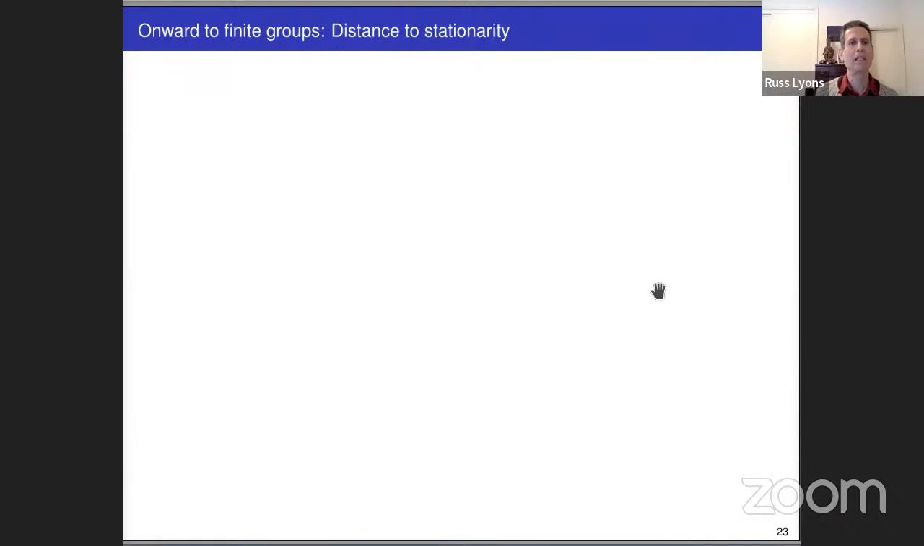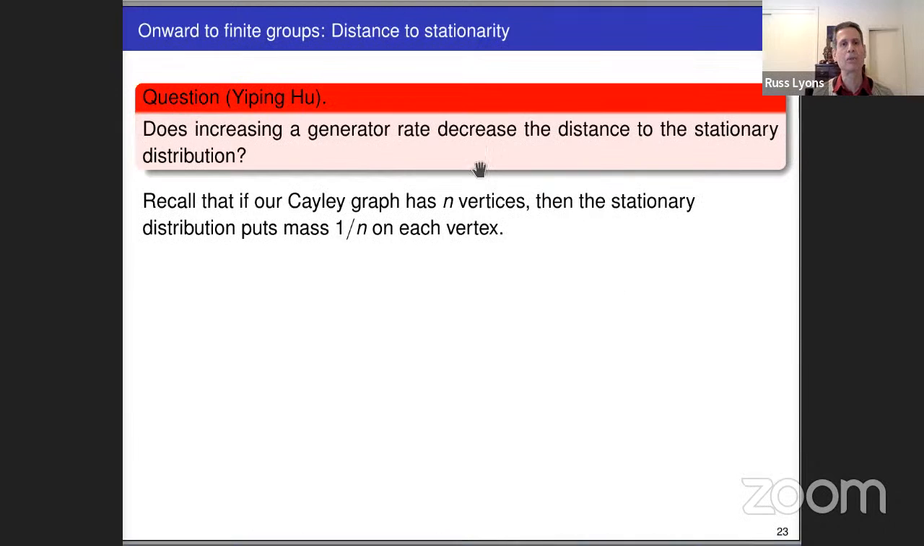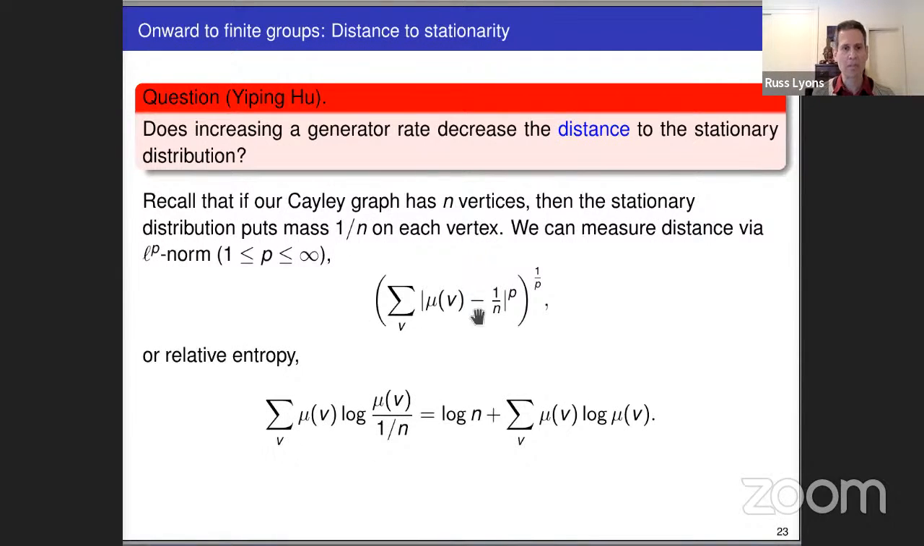So now just quickly to sum up, what about the finite group case, distance to stationarity? This was Yiping's question. So the stationary distribution is mass 1 over n if there are n vertices. Well, what do we mean by distance? Well, distance we could measure in various ways. For example, L^p norm, or relative entropy.